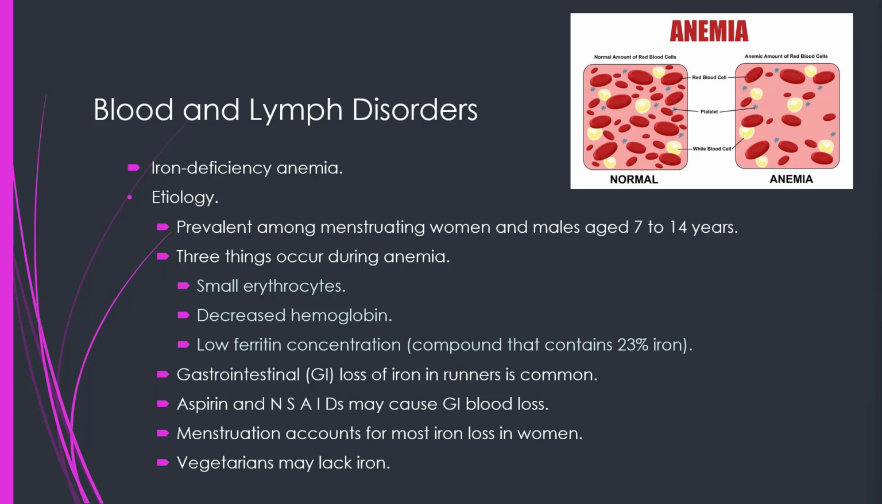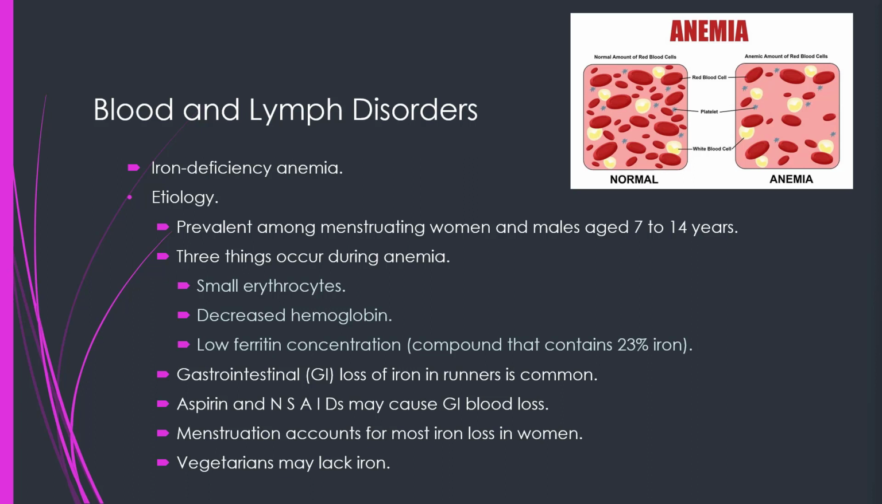Blood and lymph disorders. Iron deficiency anemia. This is prevalent among menstruating women and males ages 7 to 14 years. Three things typically occur during anemia. We see small erythrocytes, decreased hemoglobin, and low ferritin concentration. Ferritin is a compound that contains 23% iron.